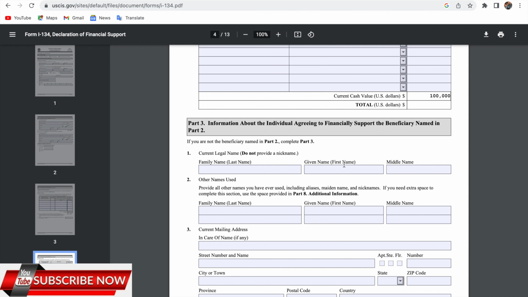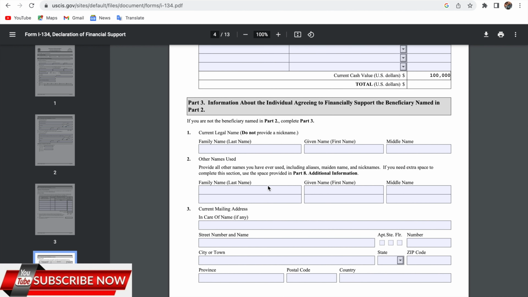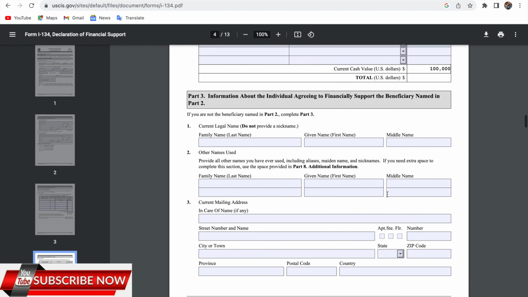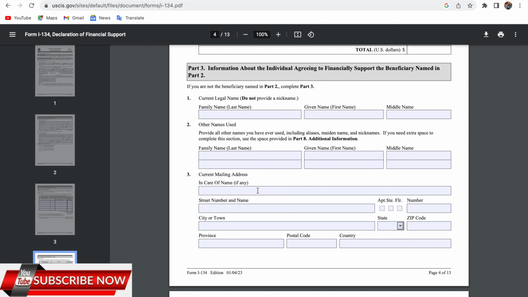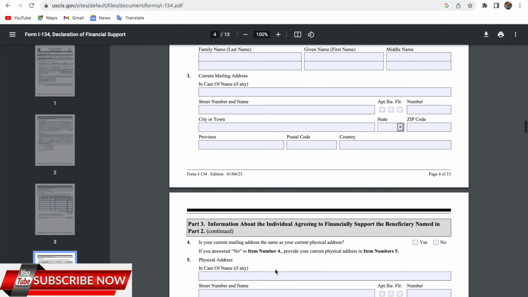You put in the given name, that's the first name. You put in their middle name, and if they have any other names used, you put it over there. Their current mailing address, you have to know their current mailing address. So if it's an apartment, a street, or a floor, then you put it over here, and you just make sure you write it well.